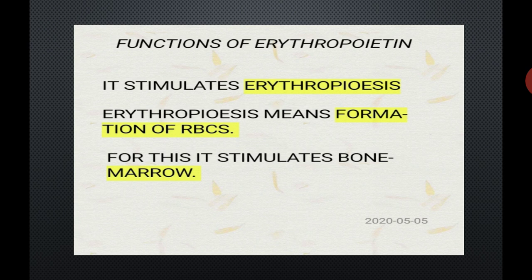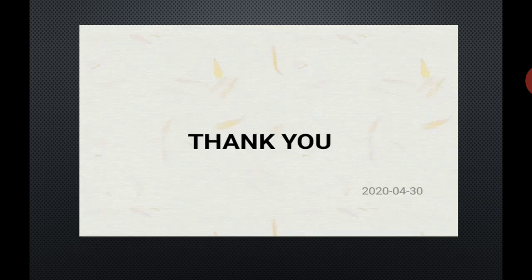So students, in this topic we have seen the four diffuse endocrine glands. One is the placenta, second is the gastrointestinal tract, third one is the heart, and the fourth one is the kidney.